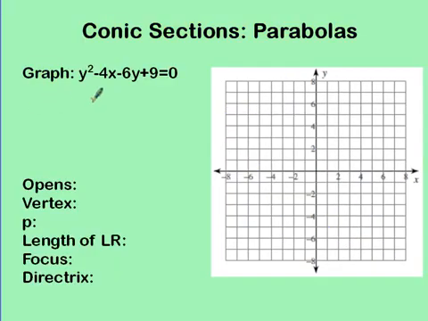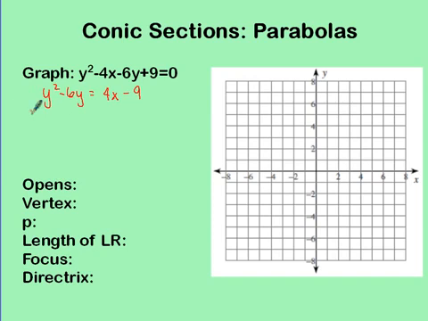All right, and here we have a parabola. It's written in general form. The way you know this is a parabola is because you only have one squared value. My x value is not squared, so I know it's going to be a parabola. And what we want to do is isolate our y values and get everything else over on the right side. Our x and our constant, move it to the right side.